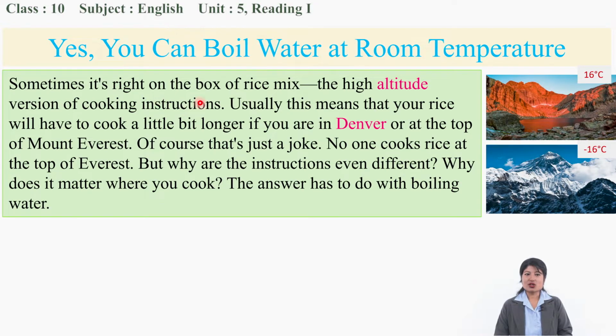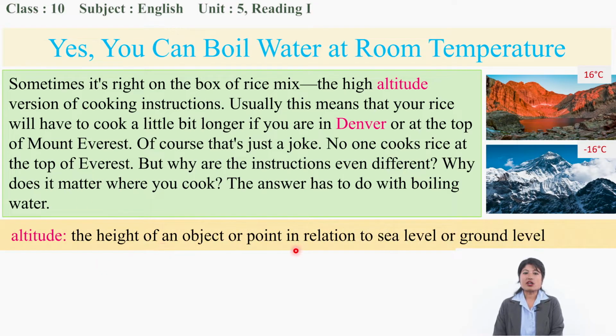Sometimes it's right on the box of rice mix, the high altitude version of cooking instructions. When you buy a new cooker, let's say a rice cooker, there are some instructions written on the box. And what is written over there is, in the high altitude. What is altitude? The height of an object or point in relation to sea level or ground level. So there is instruction about high altitude cooking.